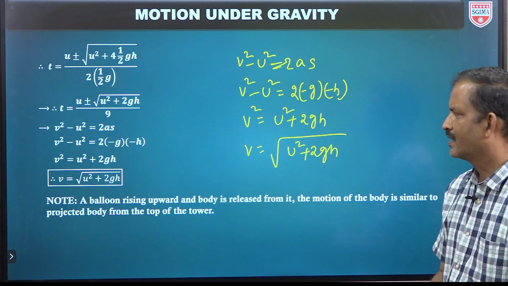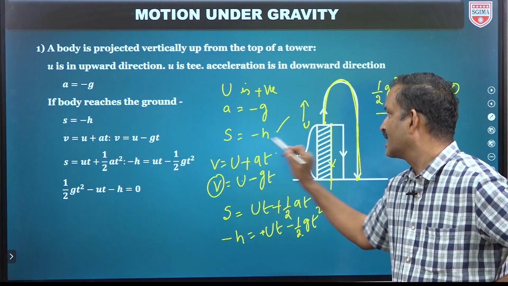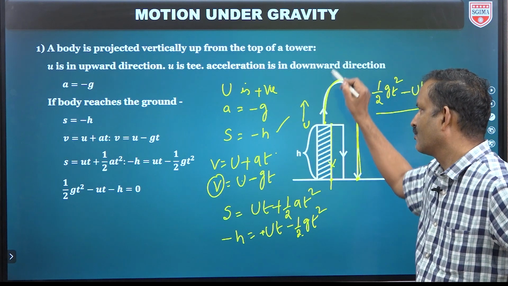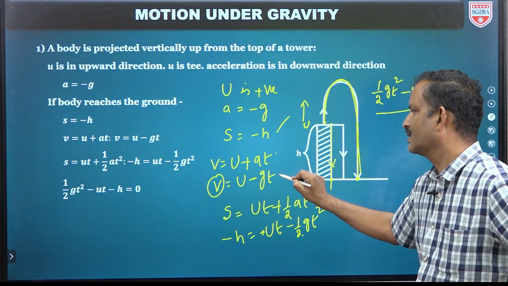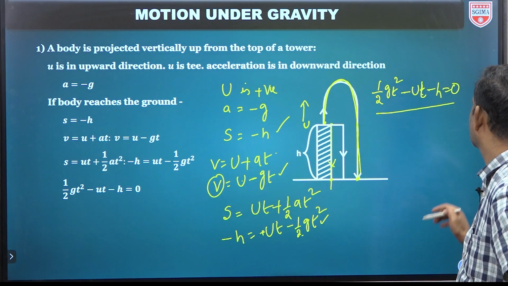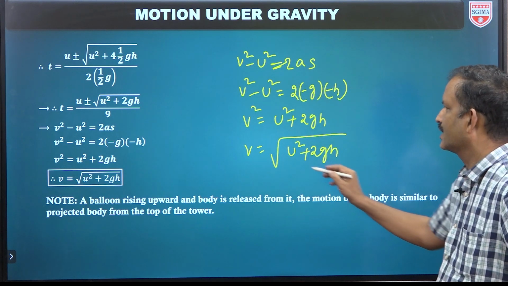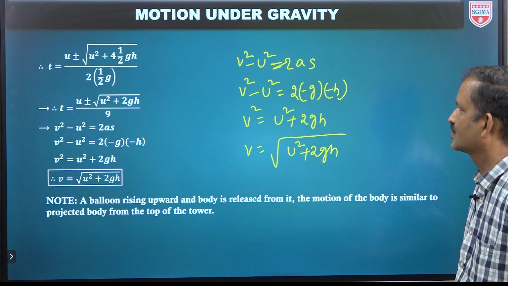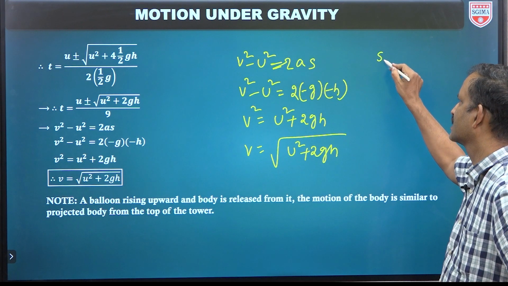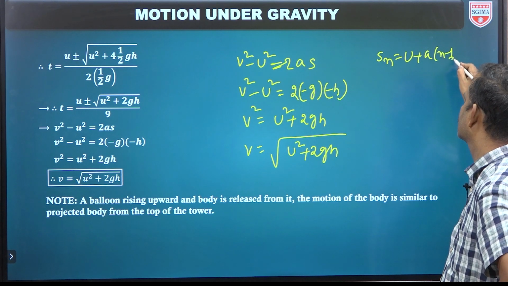These are all 4 equations. All 4 equations I wrote. In case it is projected from the top of the tower vertically upward, we wrote this one for velocity, we wrote for displacement, and we wrote that third formula, v square minus u square is equal to 2as. So, I can write the fourth formula also, Sn is equal to u plus a into n minus half.